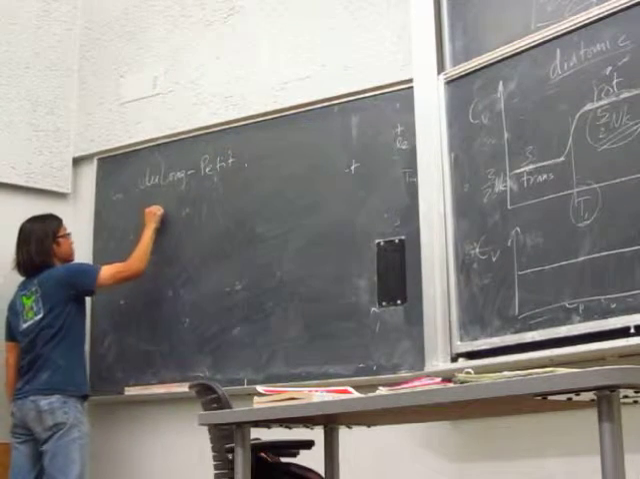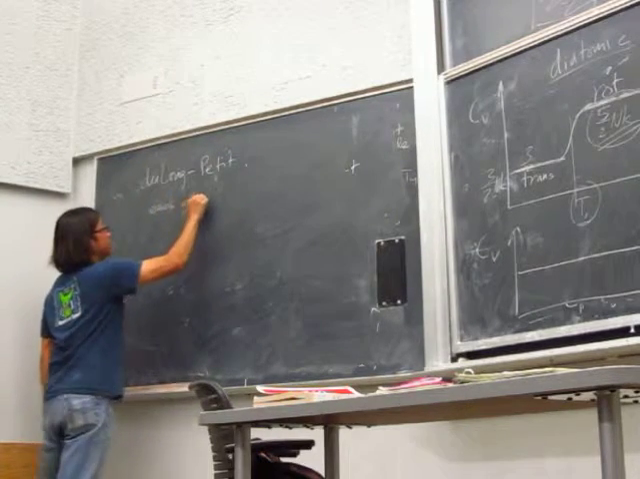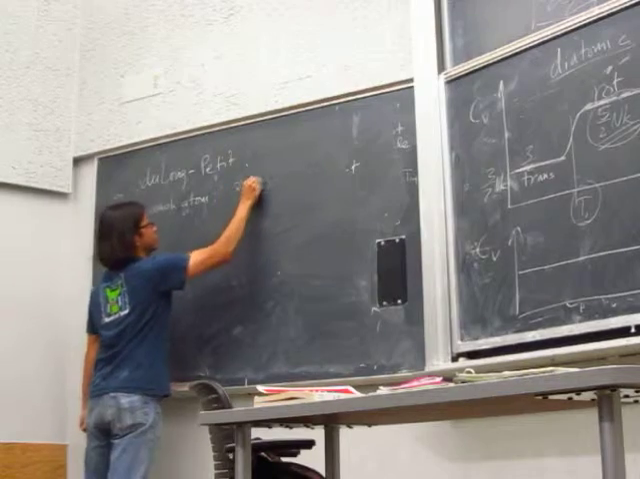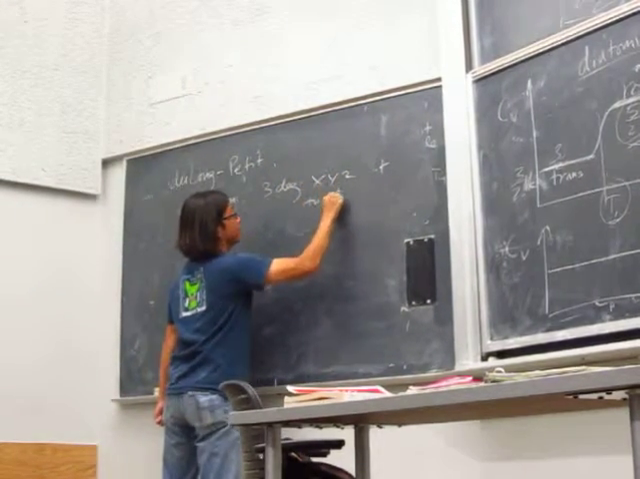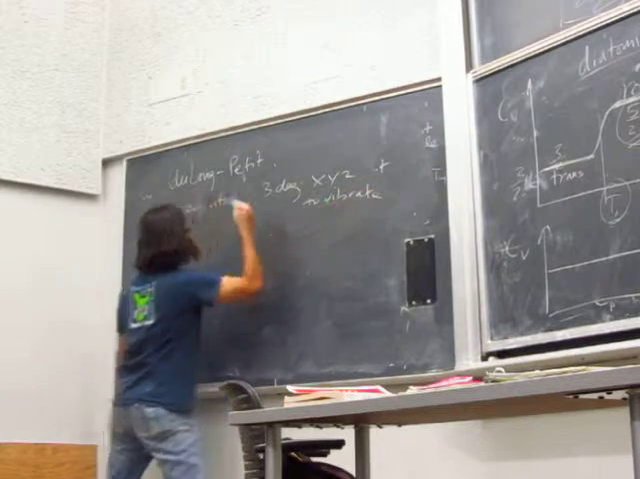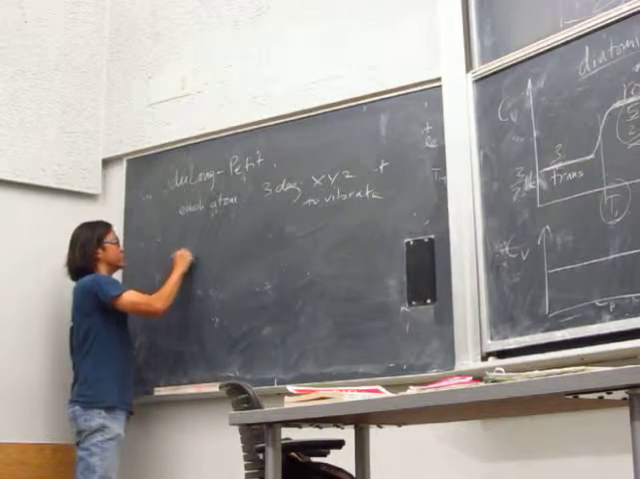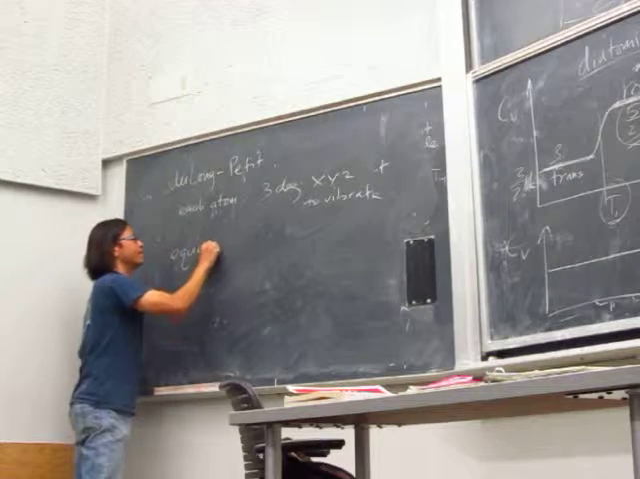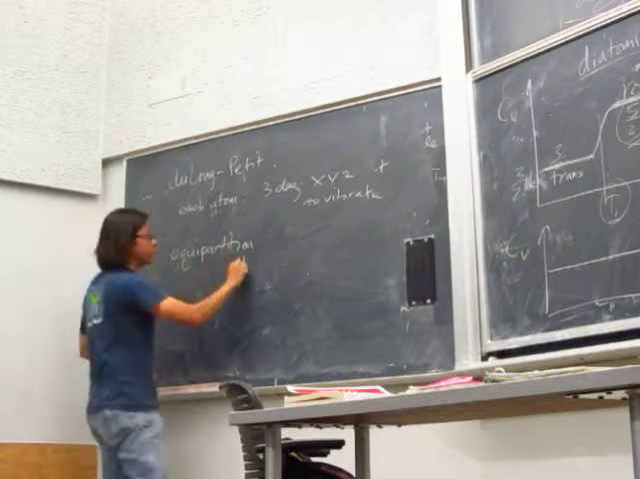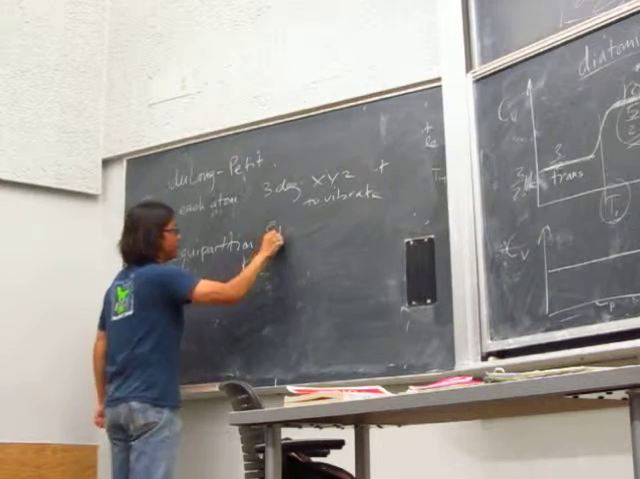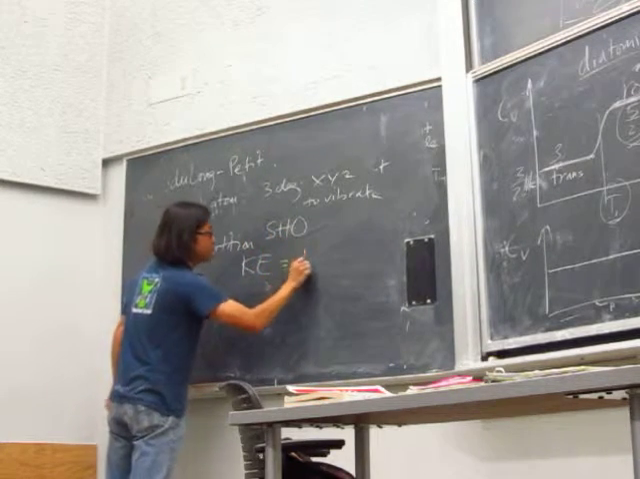So each atom has 3 degrees of freedom, X, Y, Z, to vibrate. But from the equipartition theorem, I was lying a little bit. This is from statistical mechanics. For each kinetic energy, for simple harmonic oscillation, this is 1/2 kT.